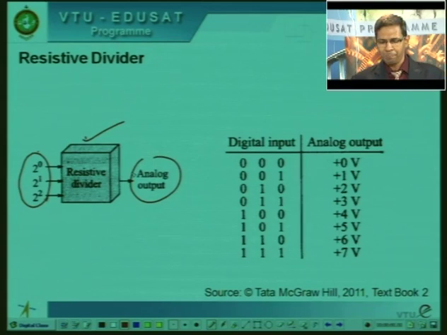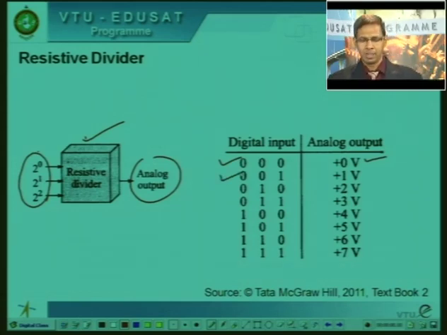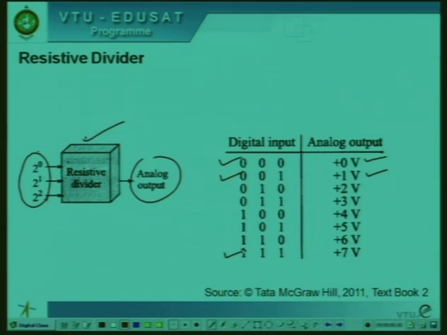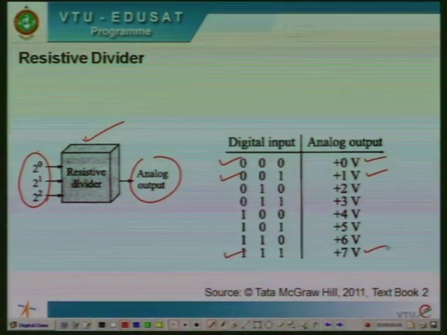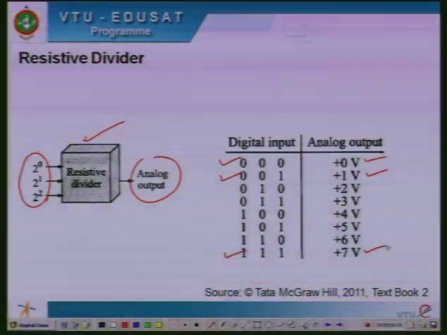How are they going to be? If the digital input is all zeros, my analog output should be 0 volts. If the input is 1 LSB, which is 001, then its value should be 1 volt, and so on to the last one, where if all the bits are 1 at the digital input, its value should change to 7 volts. So this is a requirement that we have for our resistive divider network. Now let's move on and see inside this particular box of the resistive divider, how is it that we can implement them.